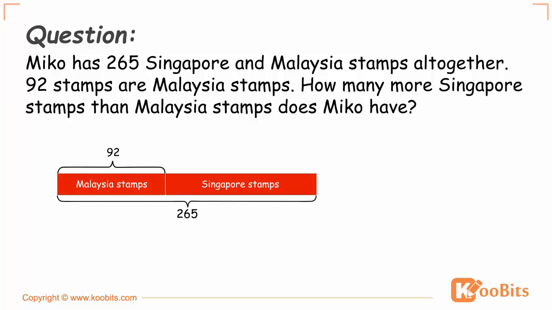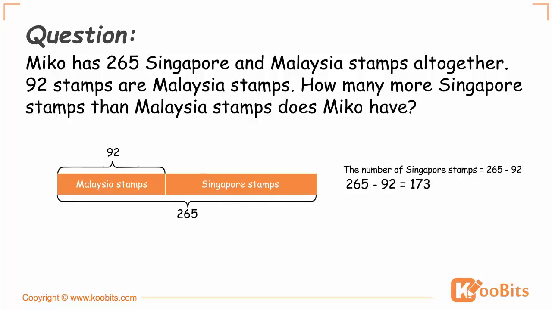Can you see that the 2 parts make one whole? To find one part, we use the whole to minus the other part. Can you also see that the number of Singapore stamps is equal to 265 minus 92? Great! 265 minus 92 equals 173.